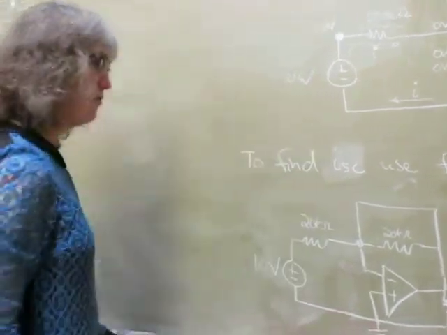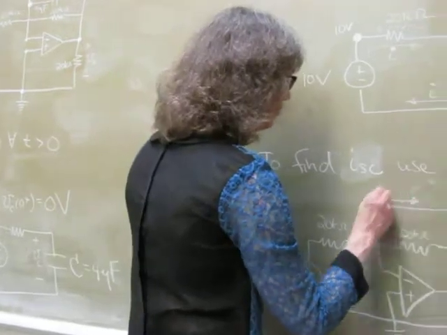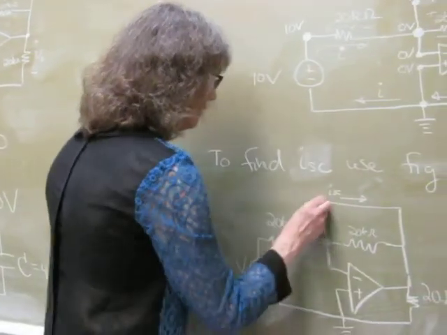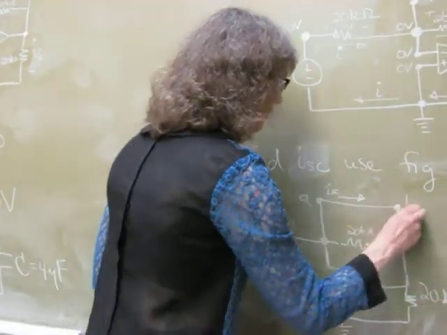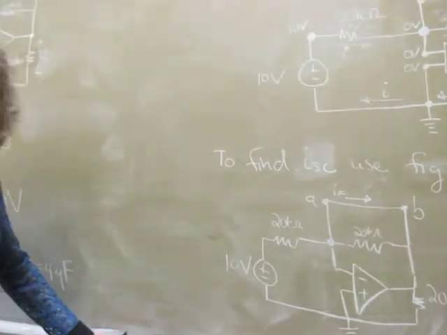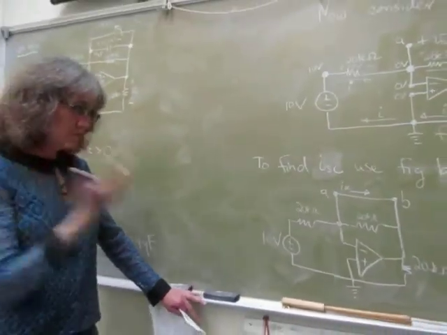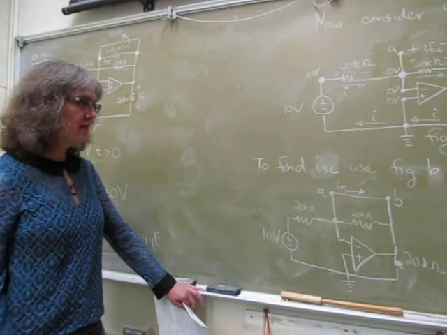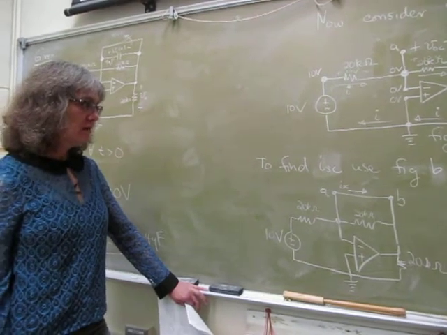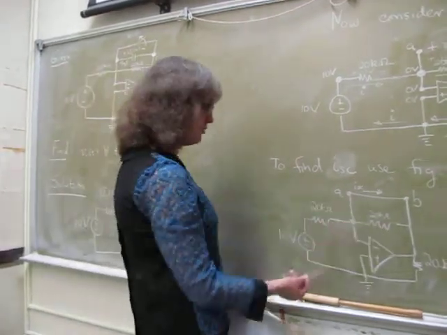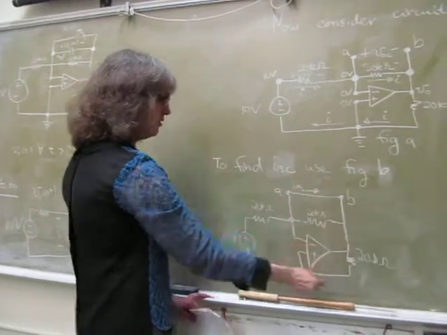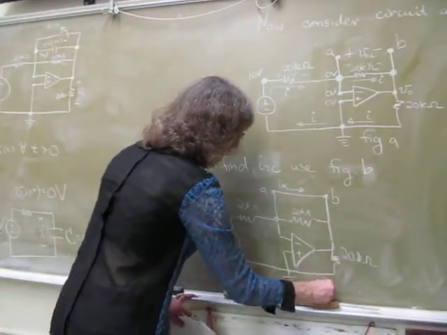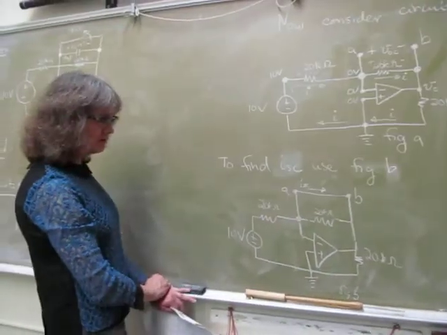Okay, so there's the picture. Here is the short circuit current, ISC, right? This is terminals A and B. That's how you find the equivalent value: you short it out and you find that short circuit current. Okay, so let's do that problem. So we're using figure B, label it figure B, to find the short circuit current.